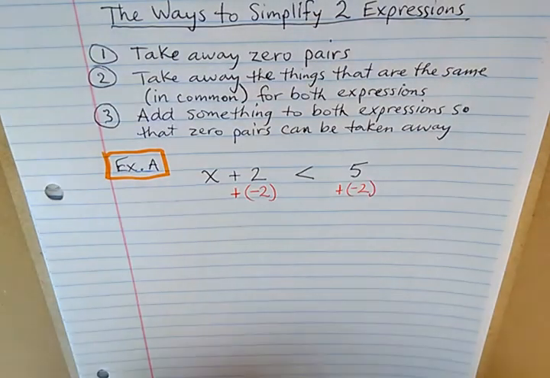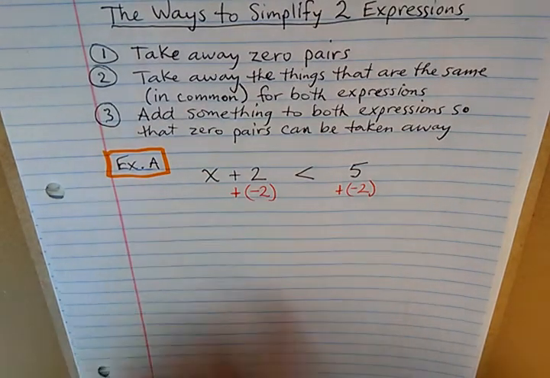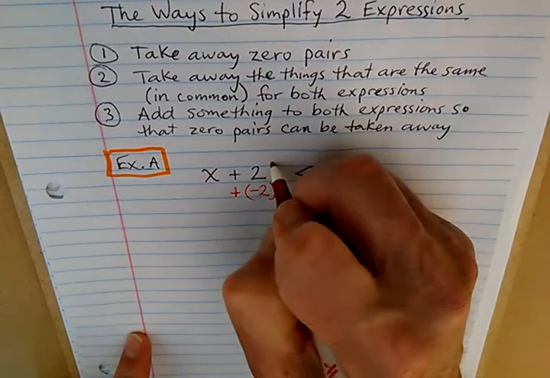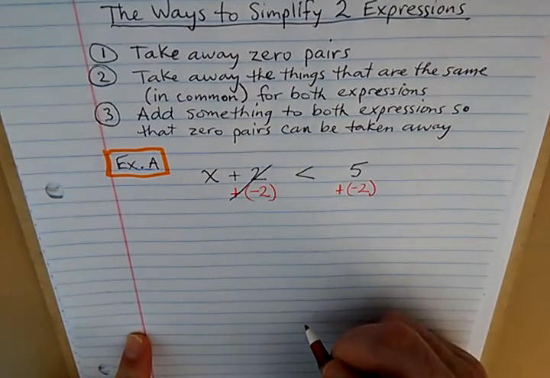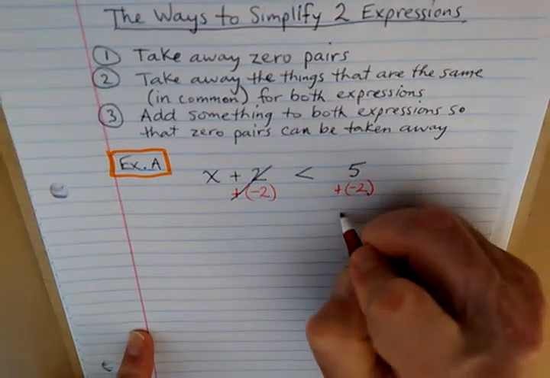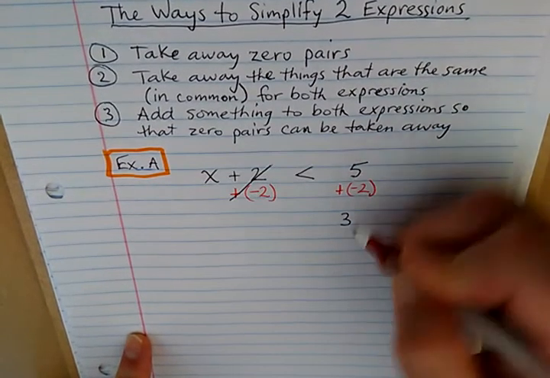The reason we chose to add negative 2 is because we're trying to get the x to be all alone. And that helps us because plus 2 and negative 2 added together makes 0. That's gone on this side. Over on this side, 5 plus negative 2 is 3. So we're working down here. So these added together make 3.